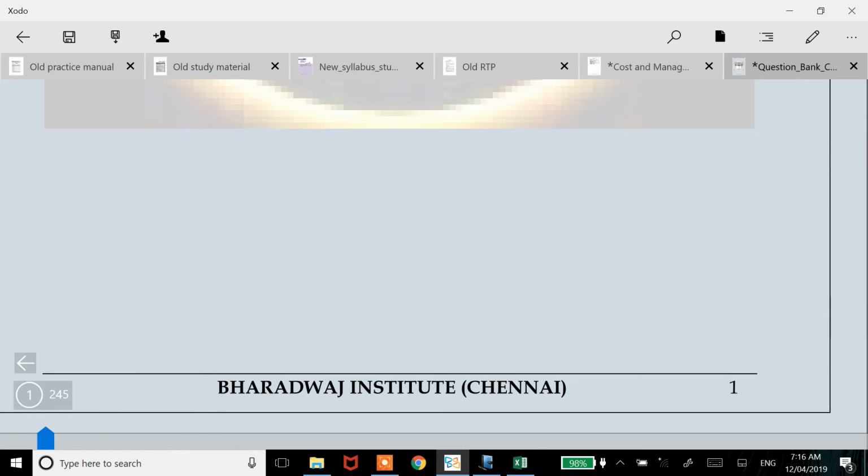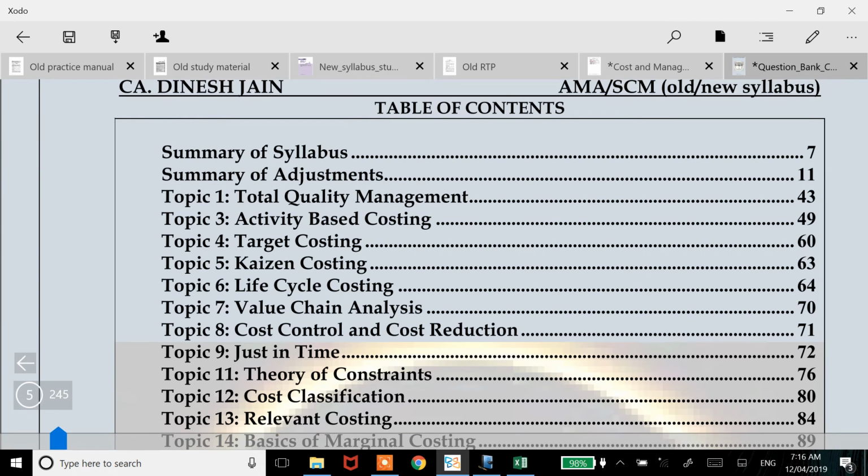So relevant costing is an extremely important area, whether from an exam point of view or not, but anywhere you make a decision, you should think only about relevant costing. Your thinking should be only on the relevant costing to decide whether to do a project or not.